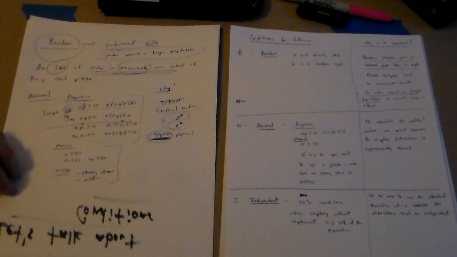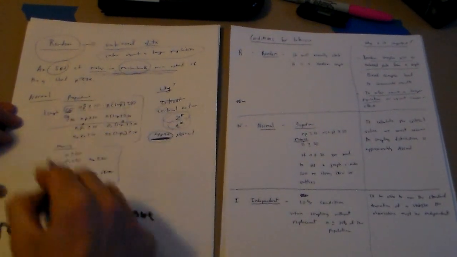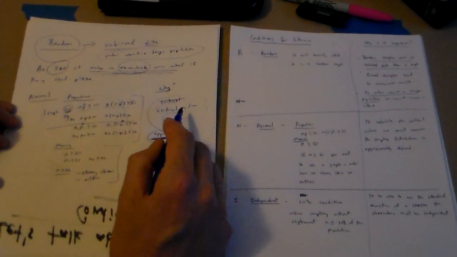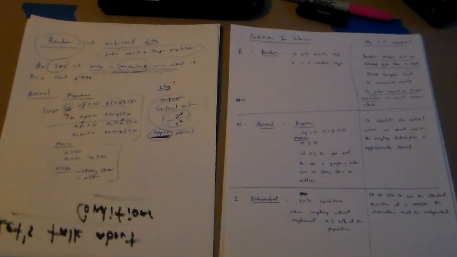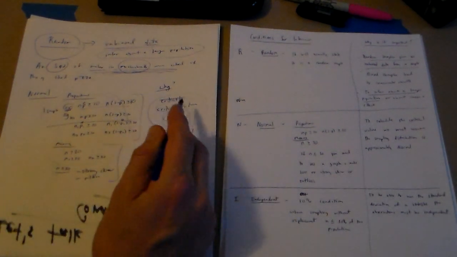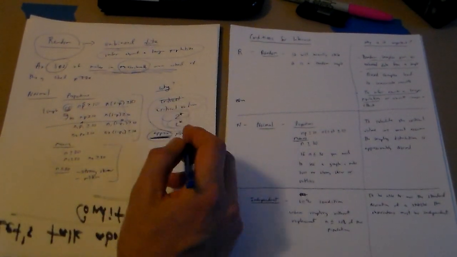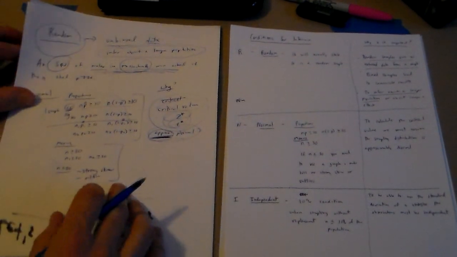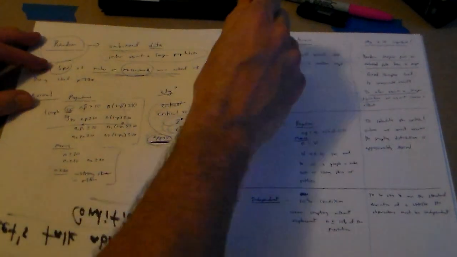Okay? So this is what we do to satisfy the normal condition. Why do we do it? Because when we're doing a significance test or a confidence interval, we need critical z's and critical t's. And in order to use the critical z's and critical t's, we need to make sure our distribution's approximately normal. So that takes care of the R and the N, random and normal.